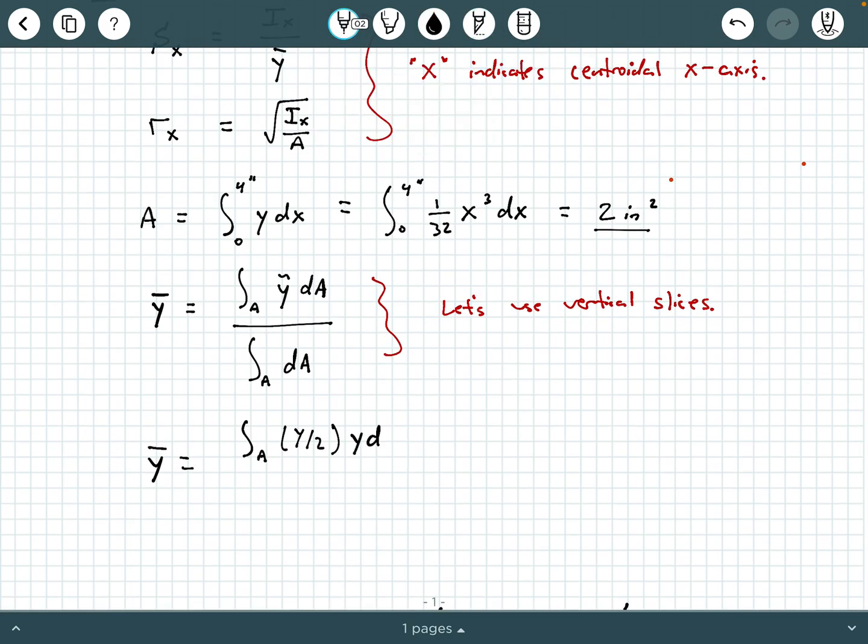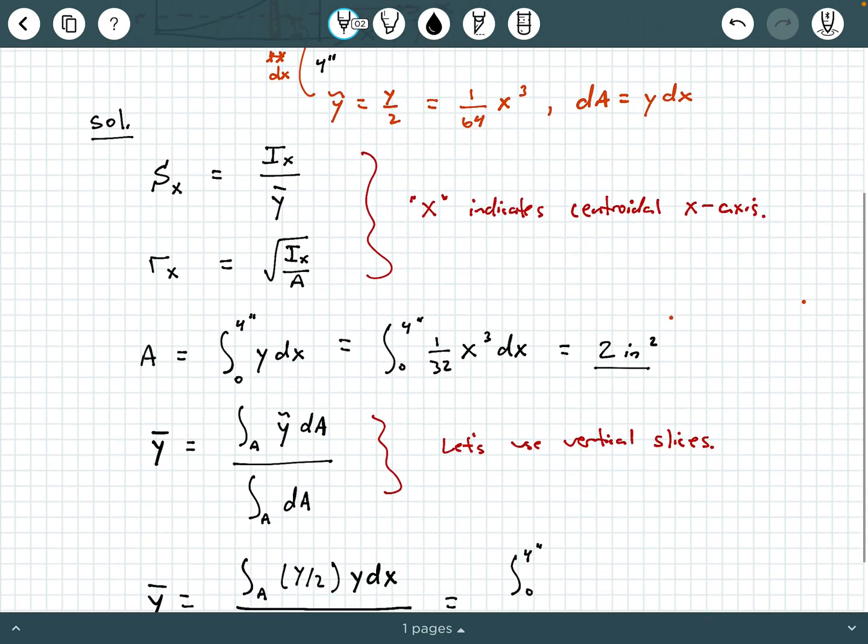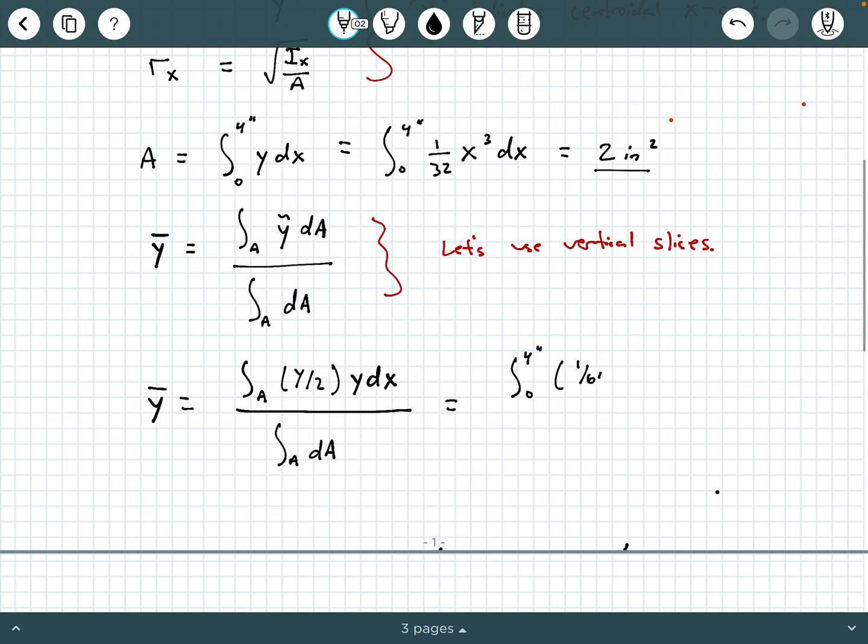So coming back down here, we're writing our integral. dA is going to be y dx, and then we still have the integral over the area right here. Now, let's go ahead and substitute values in. Because we are now integrating with respect to dx, a horizontal differential element, we're going to integrate horizontally across that x domain, which was 0 to 4 inches. So this integral is going to be 0 to 4 inches. And then y over 2, we already figured that out, is 1 over 64 x cubed. And then y is 1 over 32 x cubed.